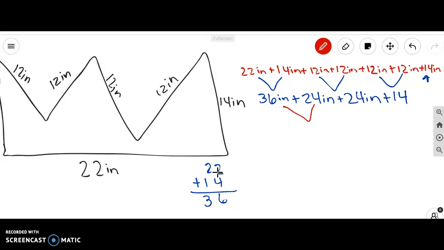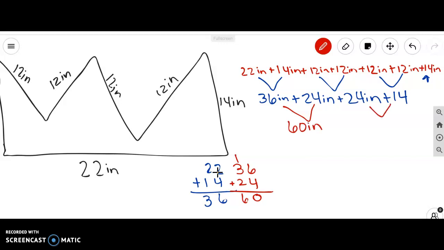So we have 36 plus 24. Let's do it in the white space. 36 plus 24. 6 plus 4 is 10. 0 down, 1 up. 3 plus 2 is 5. Plus 1 is 6. So our answer is 60 inches.